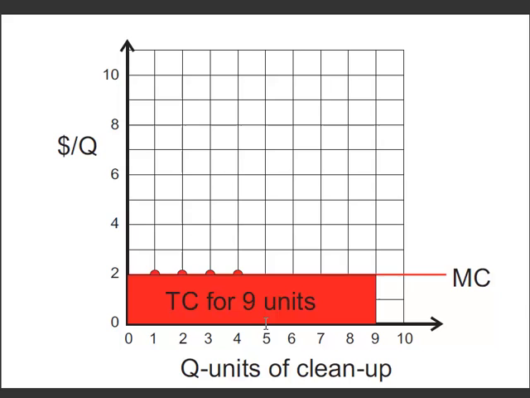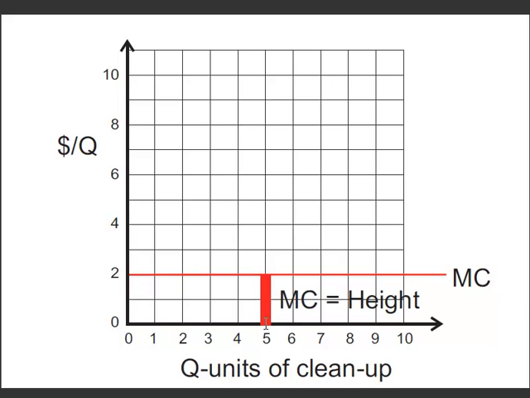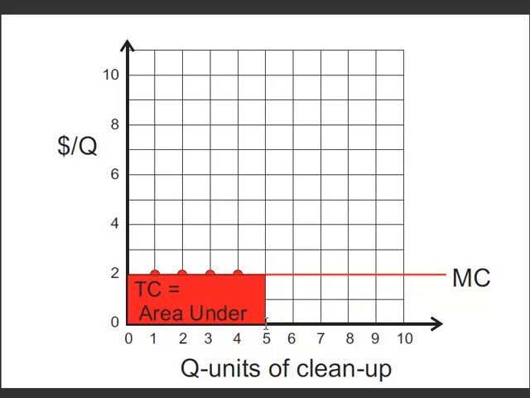So to sum up, the cost side of the equation is just the same as the benefit side. We get the marginal cost curve. The height of the marginal cost curve tells us the incremental cost of getting one more unit of cleanup once we've already achieved that many, or we already moved out and cleaned up the environment somewhat. And the total cost is going to be the area underneath the marginal cost curve.